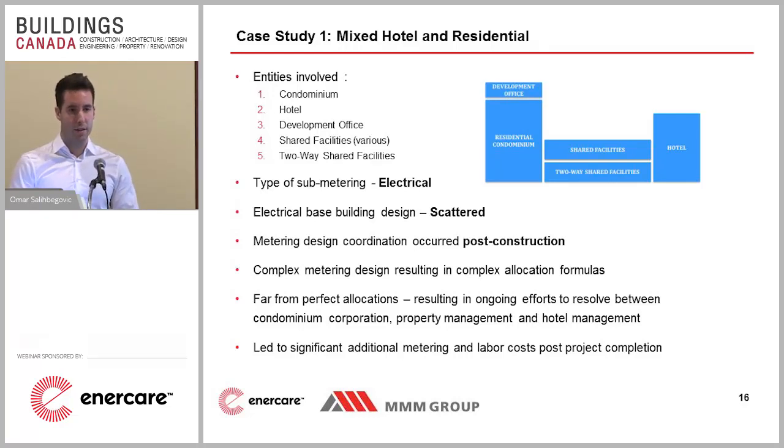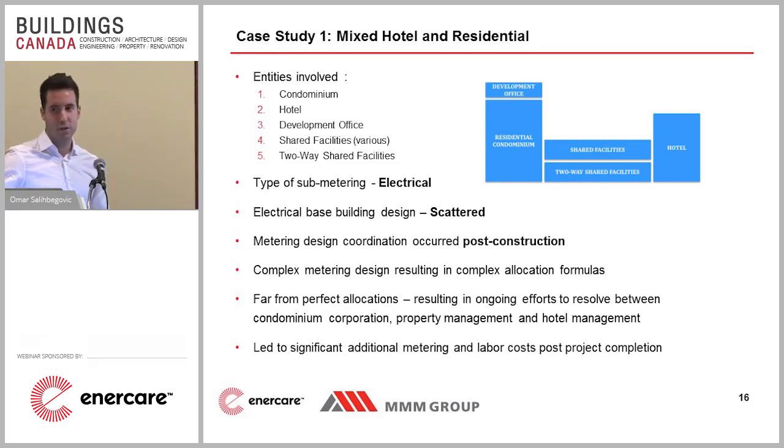We need to meter the utilities in the common area specifically in order to determine who's using what, so that we can allocate the utility bill. This obviously resulted in many discussions and a very complicated metering design because of two reasons. One, we coordinated everything post-construction, and two, the electrical design was the scattered type. You'll see on my next slide. Because of that, obviously additional metering and labor costs, significant costs post-construction.